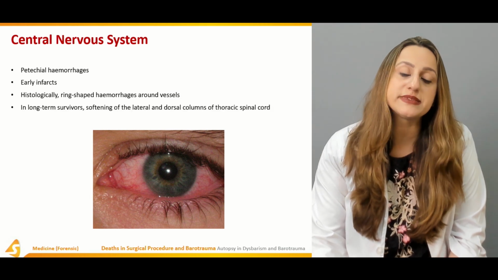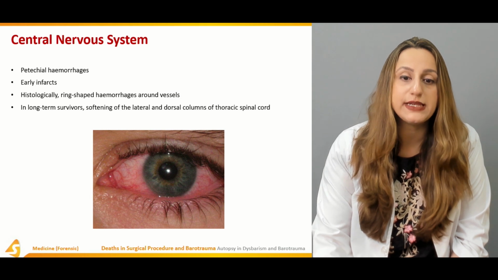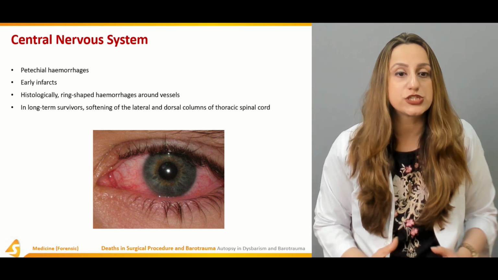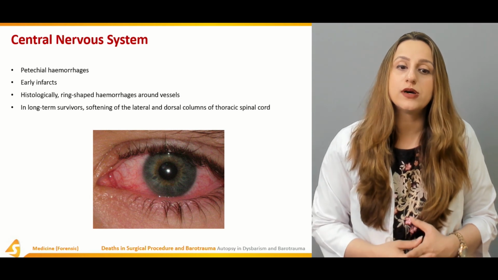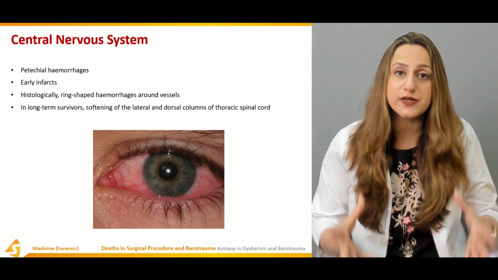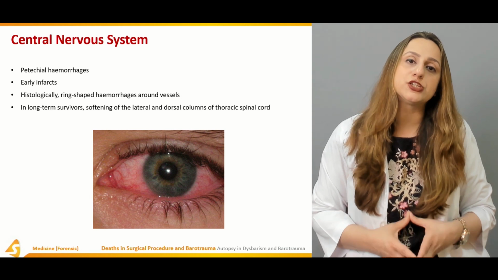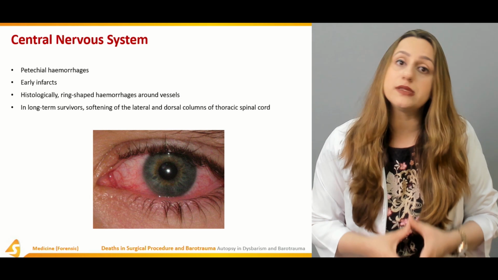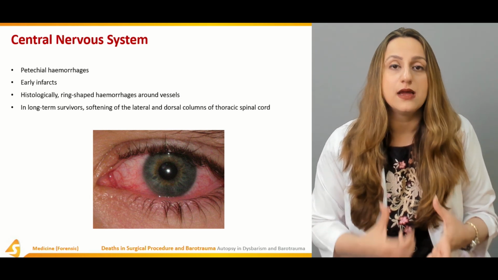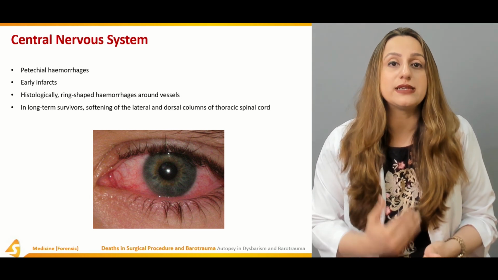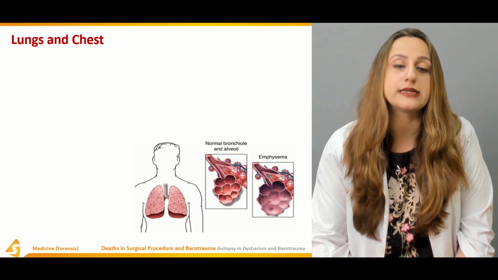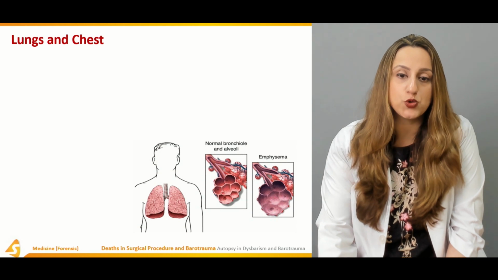Now, in long-term survivors, softening of the lateral and dorsal columns of the thoracic spinal cord is noted in a lot of cases. So it can be observed. The central nervous system and even the vital tissues of all the organs are sent to the histopathologist, and they are examined in detail, and their histological assays are dealt with in detail before writing an autopsy report and giving a final verdict. Now, the lungs and the chest are also looked at.